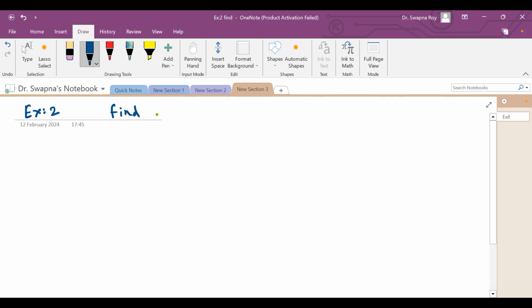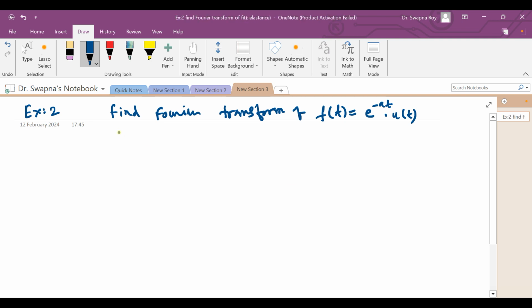Today we will learn how to find the Fourier transform of exponentially decaying functions. So here the question is: find the Fourier transform of f(t) = e^(-at) u(t). Draw the amplitude and phase spectrum. And what is e^(-at)? This one is an exponentially decaying function.